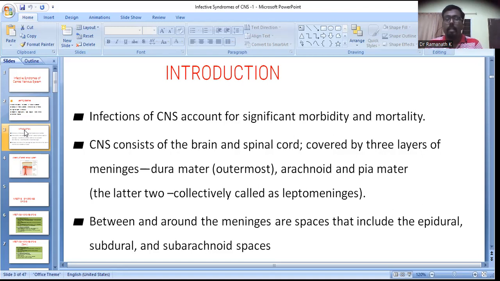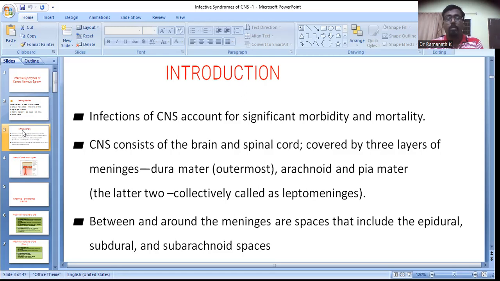Arachnoid mater and pia mater together called as leptomeninges. So that is the different parts of the central nervous system. So between and around the meninges, there are spaces which is also called as epidural, subdural, and subarachnoid space.